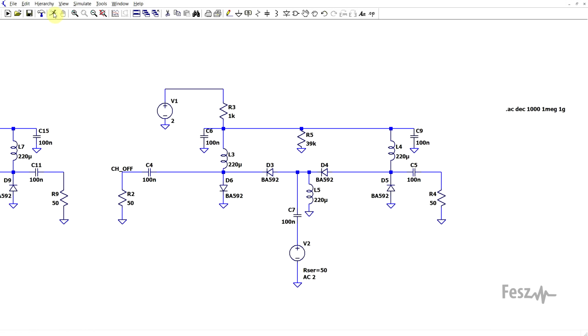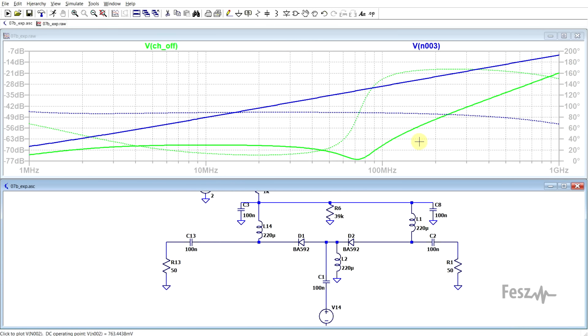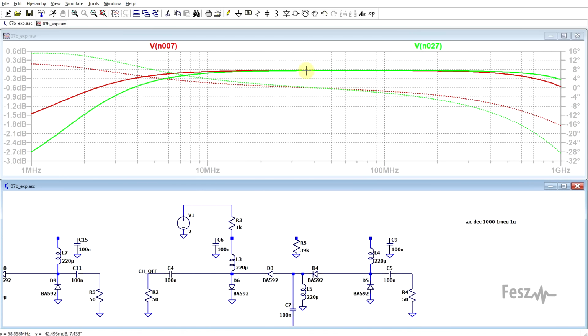Anyway, if we check this circuit, we can look at the side which is off, compared to the previous one, see that we have a clear improvement, and if we look at the conducting side, there is a minimal impact. So the green trace is the more complex 4-diode switch.